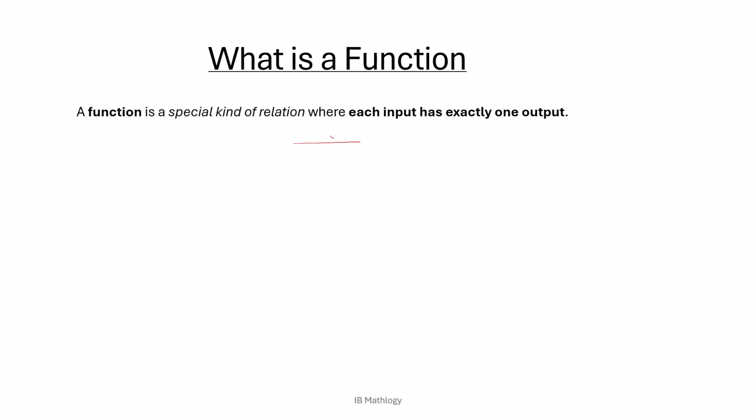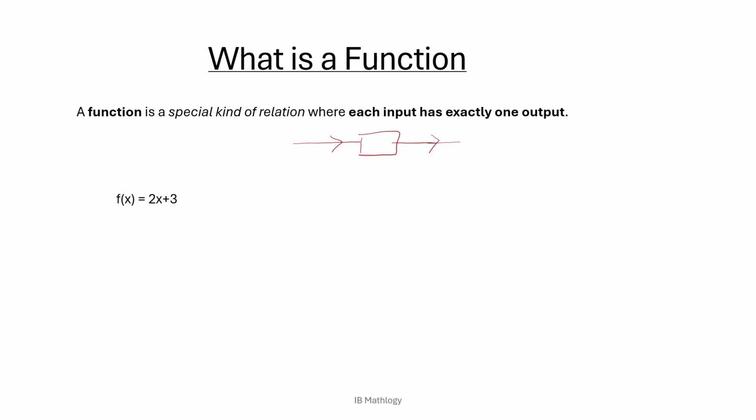Let's start with what is a function. A function is a special kind of relation where each input has exactly one output. It means whatever value I am giving to my function as input, I will always get a single value as output. Let's take an example for getting more clarity.